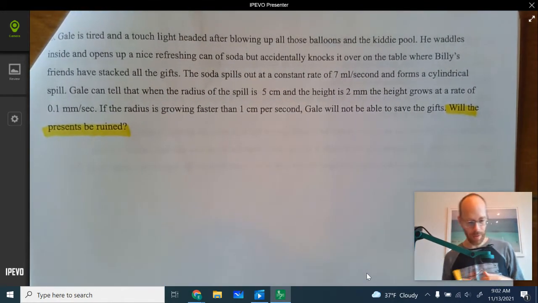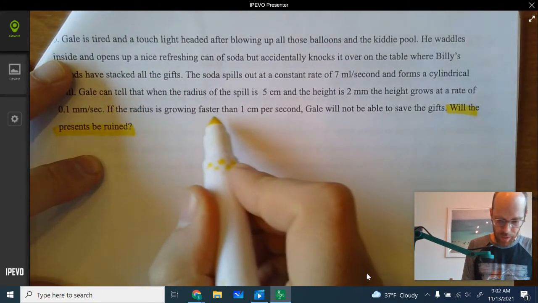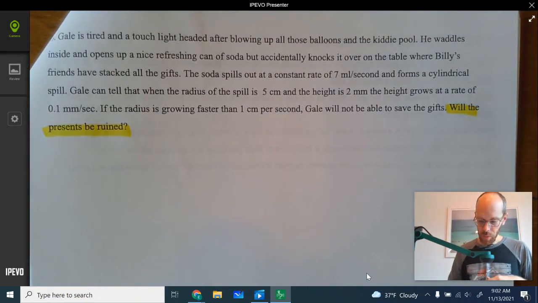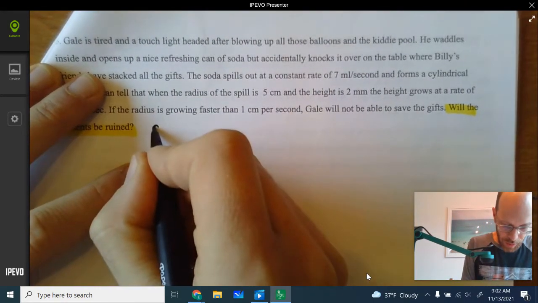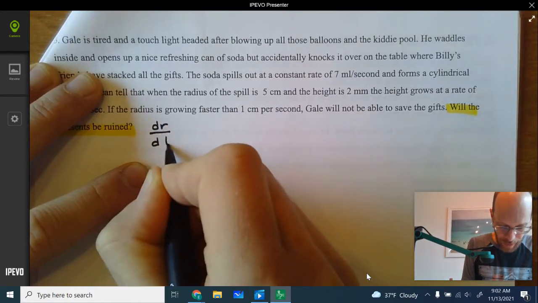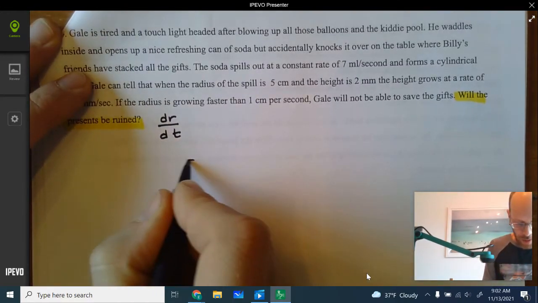So there's the question. And the way that we answer that is by this. If the radius is growing faster than 1 centimeter per second. So what the problem is asking us to do is to figure out the value of the rate of change of the radius of this spill. Just to kind of drive home what we're doing.